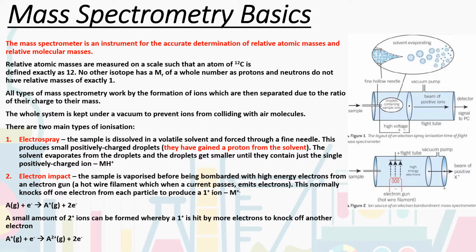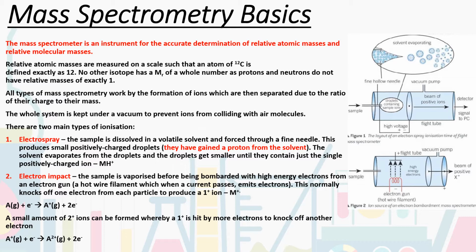The other type of ionization is electron impact. This is where our sample is vaporized before being bombarded with high energy electrons from an electron gun. Now what we mean by an electron gun is a hot wire filament, which when we pass a current through it emits electrons. So it acts essentially as a gun that fires electrons. Now this normally knocks off one electron from each particle and produces the +1 ion. So if we started off with our molecule being M, this simply knocks off an electron to become M+.